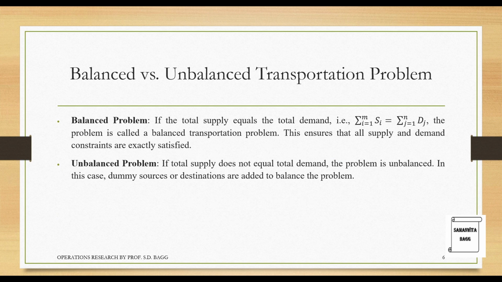Balanced versus unbalanced transportation problem. Balanced problem: if the total supply equals the total demand, that is, summation of I is 1 to m Si is equal to summation of j is 1 to n Dj, the problem is called a balanced transportation problem. This ensures that all supply and demand constraints are exactly satisfied. Unbalanced problem: if total supply does not equal total demand, the problem is unbalanced. In this case, dummy sources or destinations are added to balance the problem.